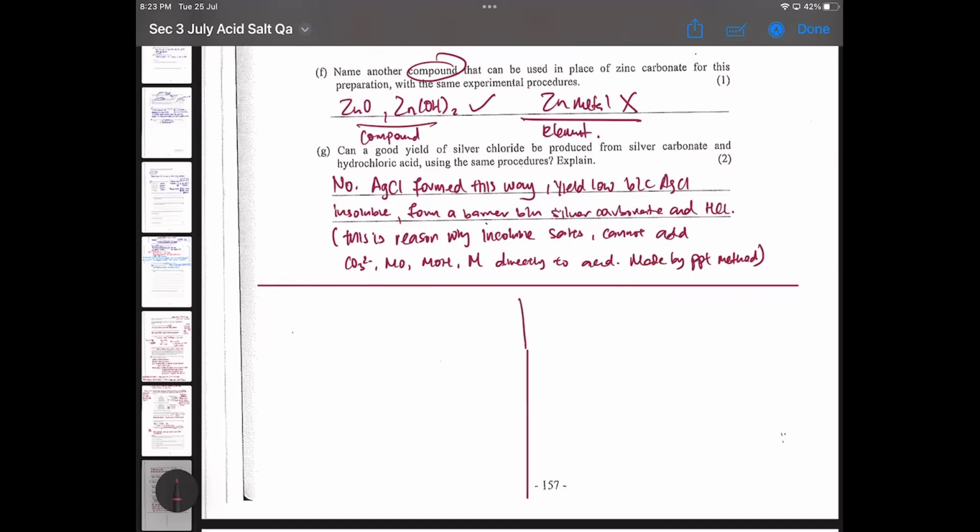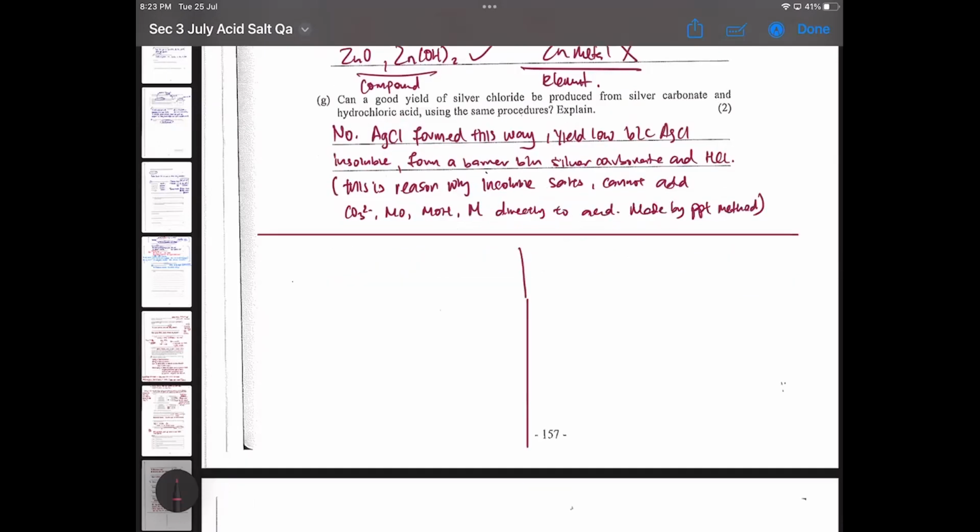Okay, so again, a quick refresher about how soluble salts and insoluble salts look. For soluble salts, like zinc sulfate, and for the insoluble salts, our example here is silver chloride. Both started off with the carbonate: zinc carbonate and silver carbonate.